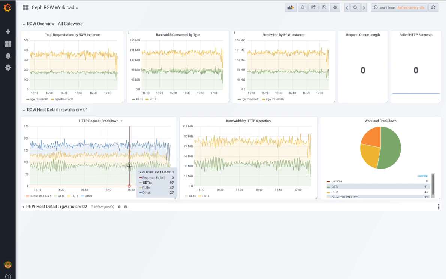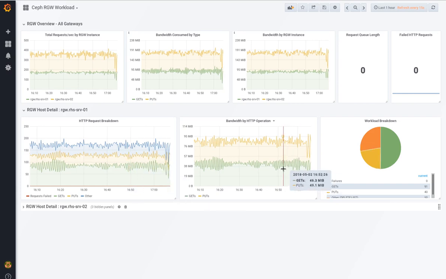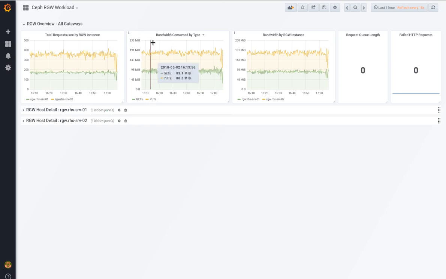So we can see here that we've got a breakdown of gets and puts. We've got a breakdown of the throughput that we're seeing for that particular host. And another way of looking at it is the pie chart too. So that's a whistle-stop tour of RGW.